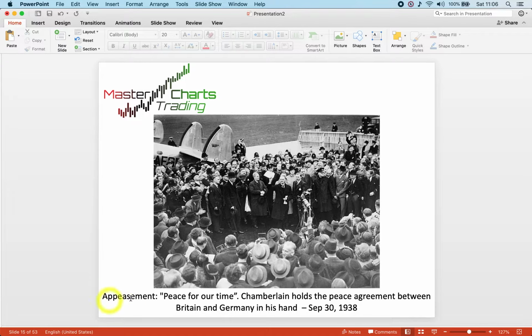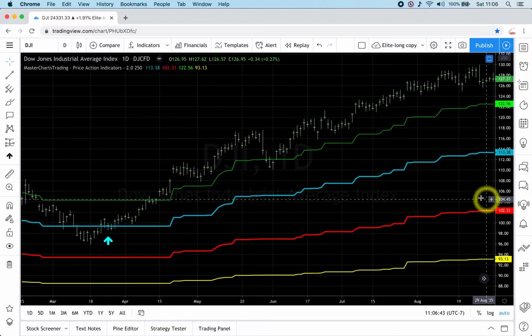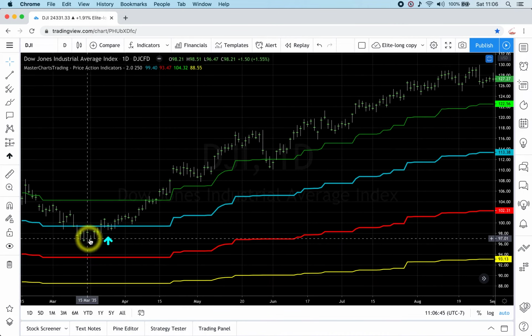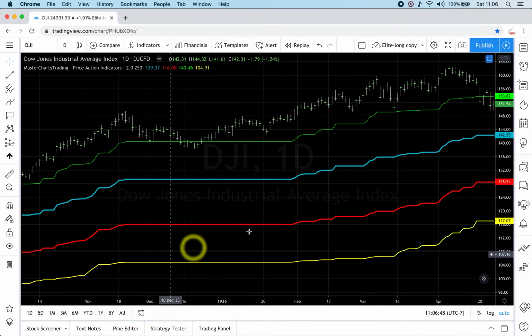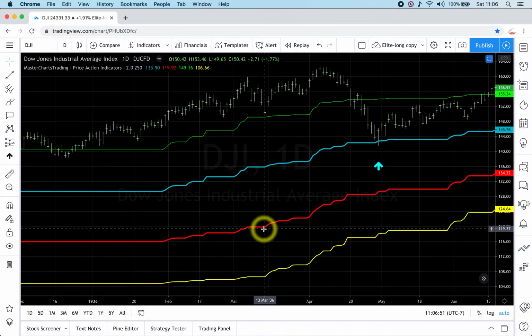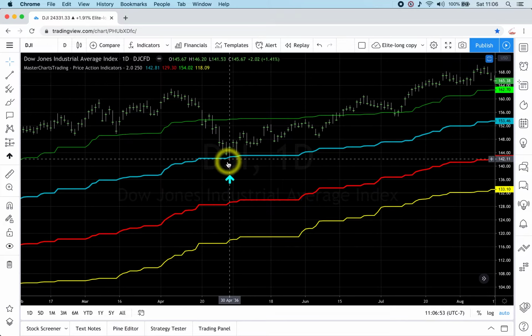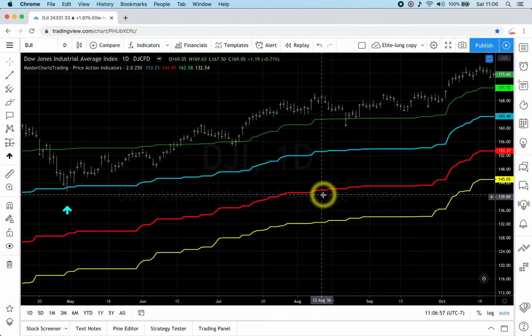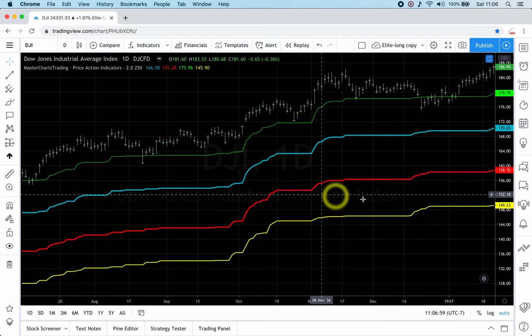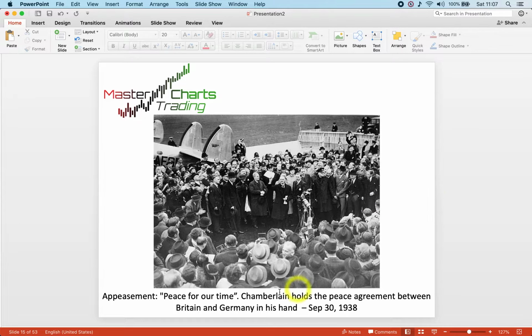So this is a time between 1935, 1936, 37. You can see a big, still big bull market. You can see opportunities to enter, for example, here in April of 1936. Lots of opportunities to buy. So what was happening here? We're seeing what's called an appeasement to Hitler.